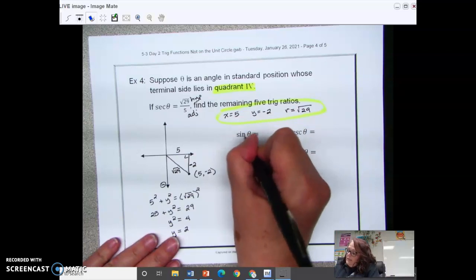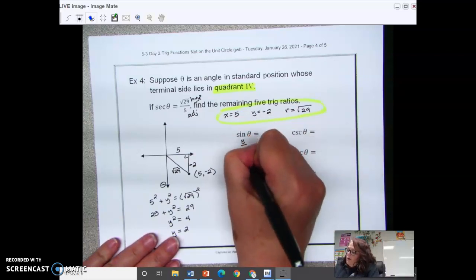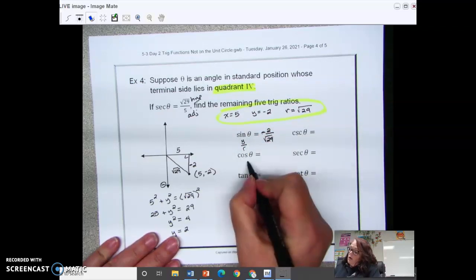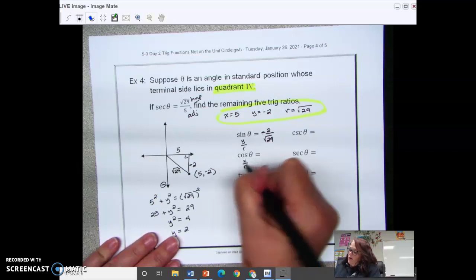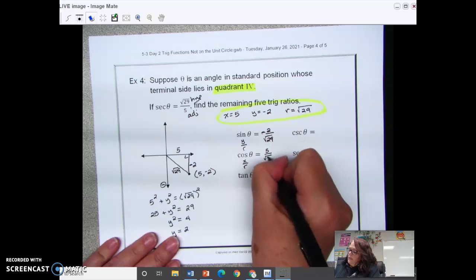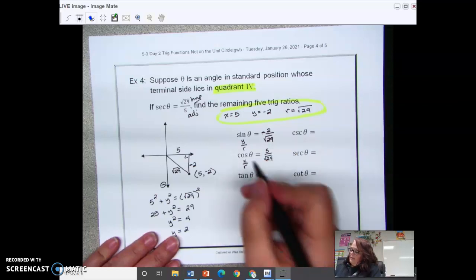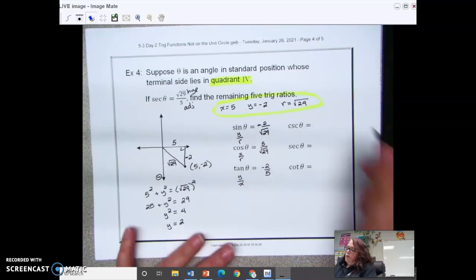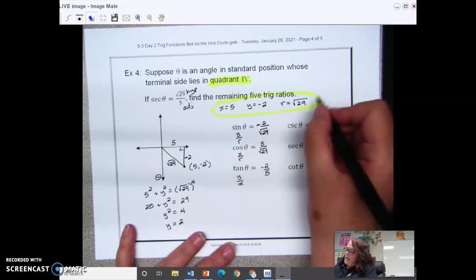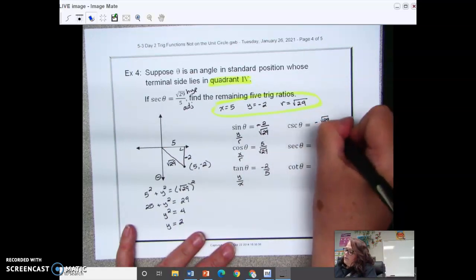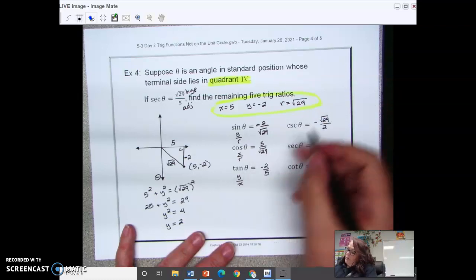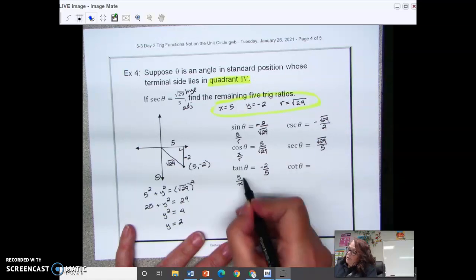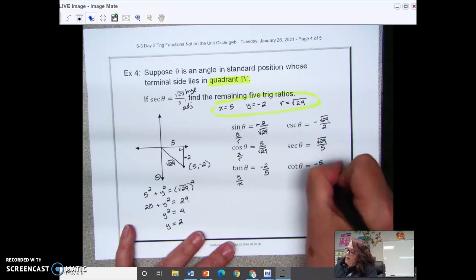So the sine of theta is going to be y over r. So that's going to be -2 over √29, and I'll come back to that in a minute. Cosine of theta is going to be x over r. So that's going to be +5 over √29. And the tangent of theta is going to be y over x, which gives me -2/5. Coming over here, cosecant is the reciprocal of sine, so that's going to be -√29/2. Secant is the reciprocal of cosine, so that's going to be +√29/5. And cotangent is the reciprocal of tangent, so that's going to be -5/2.